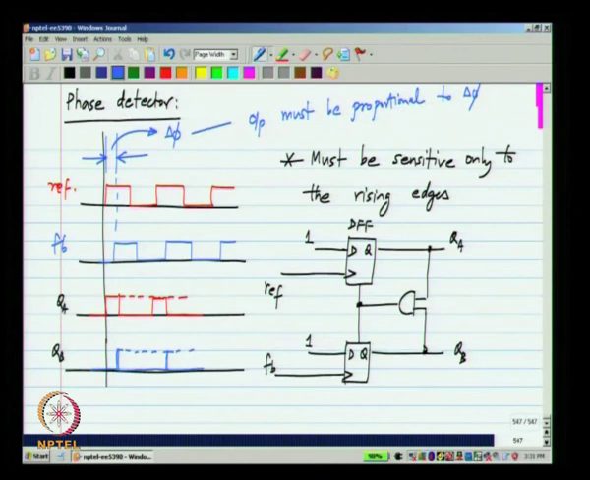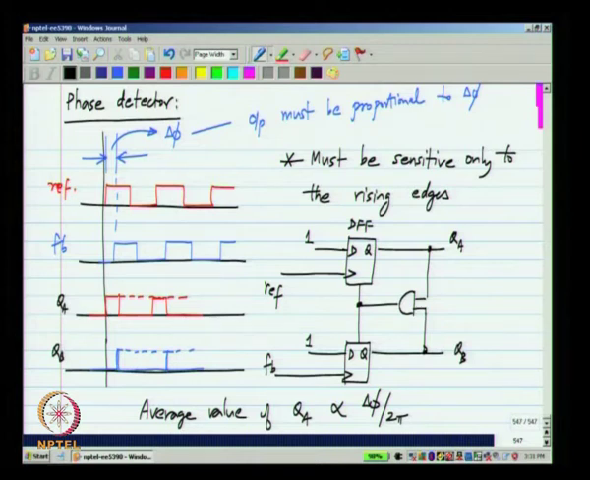Now, where is the information about the phase? If you look at the duty cycle of the signal QA, it is basically delta phi by 2 pi, where delta phi is the phase difference between the two signals. Or in other words, you look at the average value of QA, it is related to the phase difference, and the average value of QB is 0 because it is not changing at all. As soon as it is rising, it is also falling back to 0.